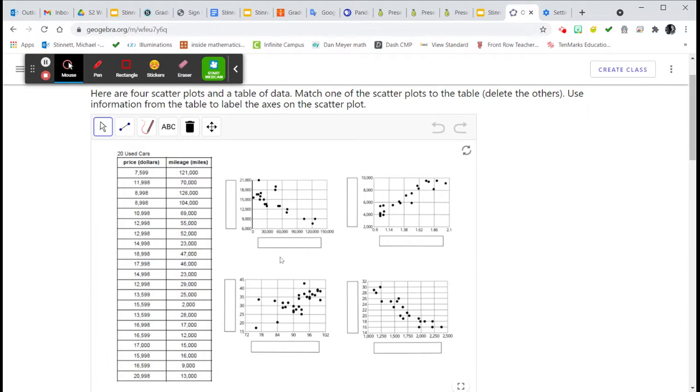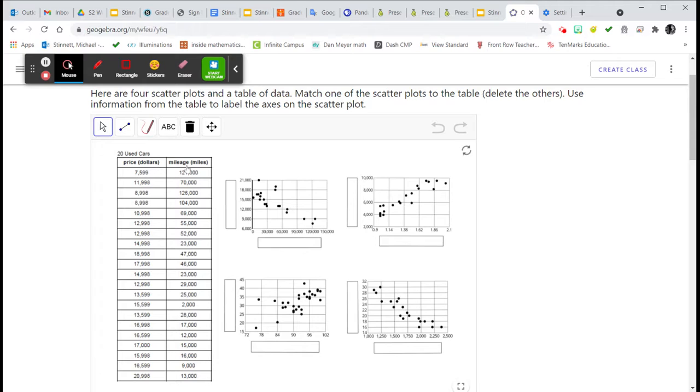And so if I was working on this activity, the first thing I would do is start looking at the numbers and what's really going on in this situation. And so here at the very top, and each table will show this, it'll say what the situation is. So here I have 20 used cars. Okay, so I know we're talking about used cars.